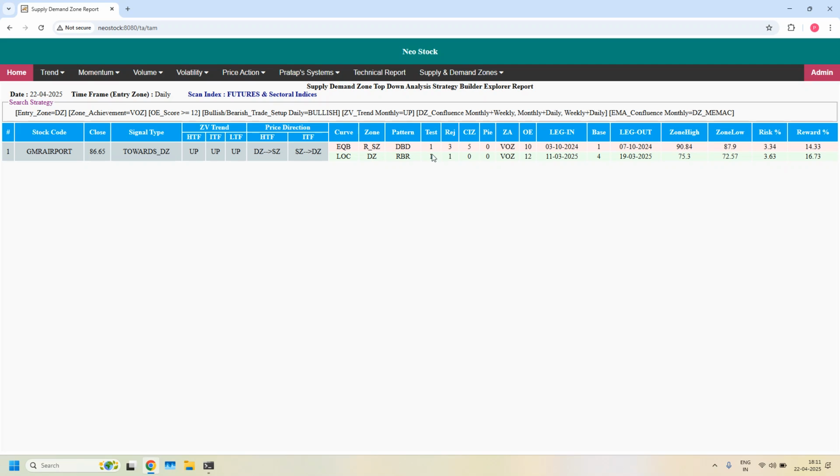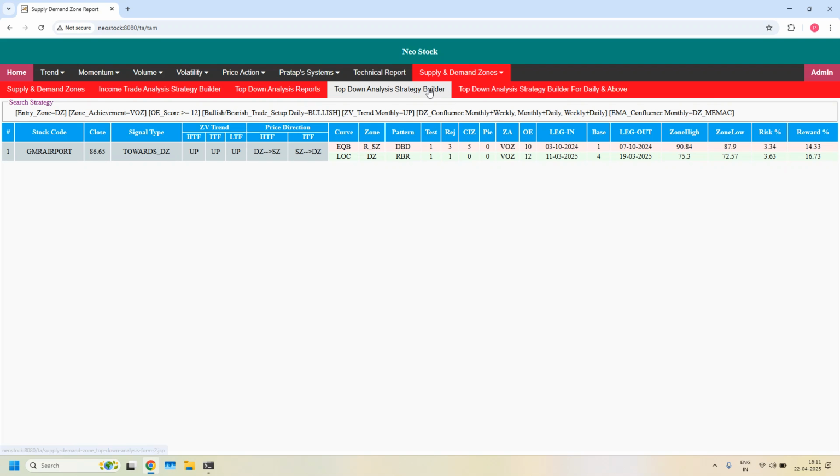Maybe that is the reason why this zone already gave 1 test. Okay, this is about bullish trade setup for monthly income trade. Next we will look into bearish trade setup for monthly income trade.